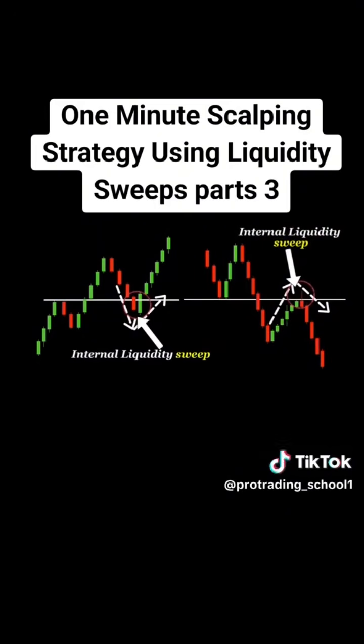The key difference is that internal liquidity is a continuation signal, while external liquidity is a reversal signal. External liquidity targets major highs and lows, and often leads to a change in direction. Internal liquidity occurs within the trend, and is often a sign that the trend is ready to continue.